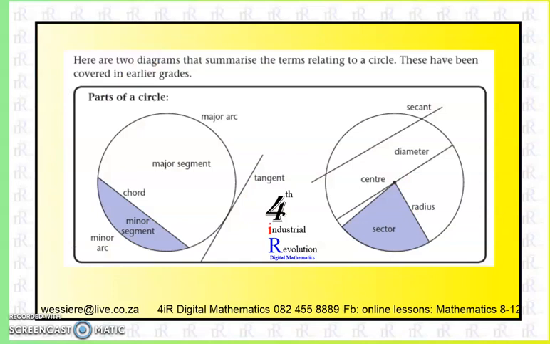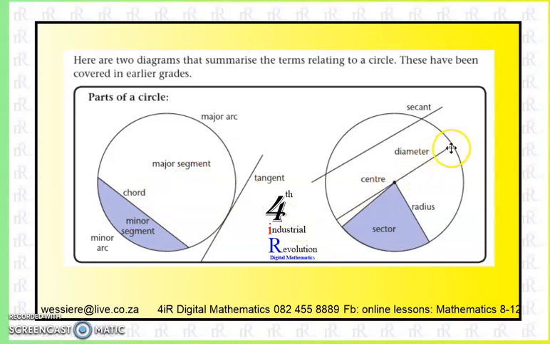Just as a recap, here are two diagrams that summarize the terms relating to circles. This has been covered in earlier grades. So firstly, when we talk about the circle, we work with various parts. Firstly, a radius, a line from the center of the circle to the circumference of the circle. A secant, a line that passes through the circle, dividing the circle into a minor segment and a major segment.